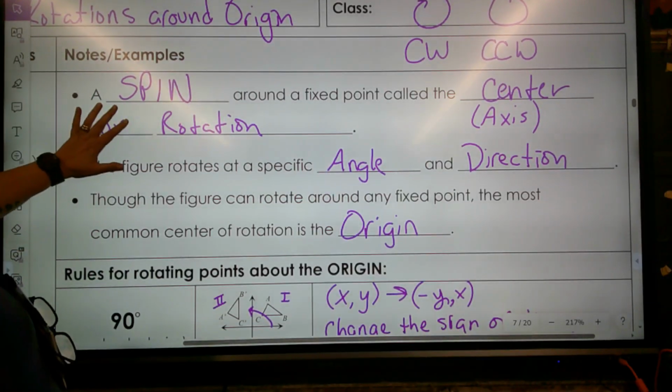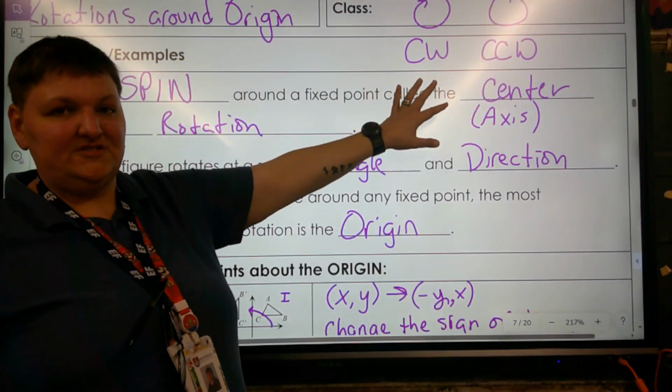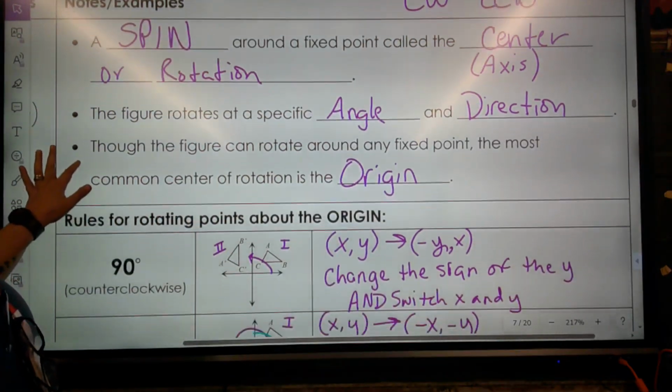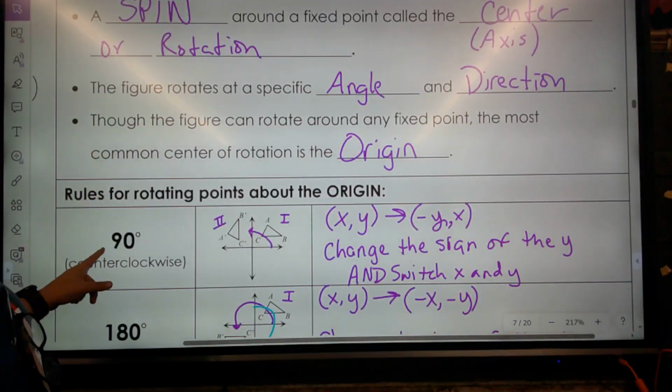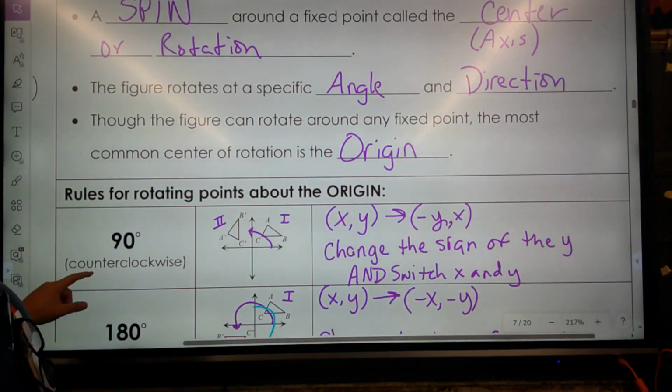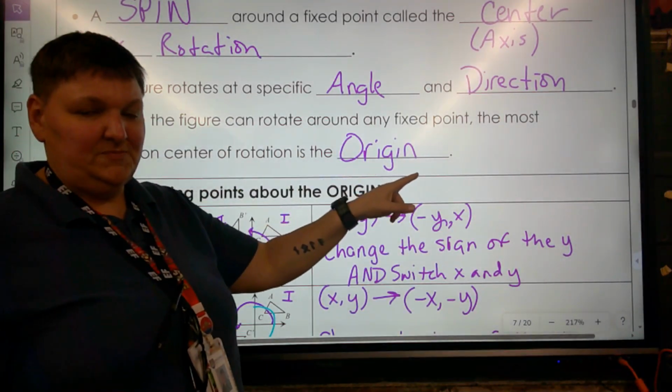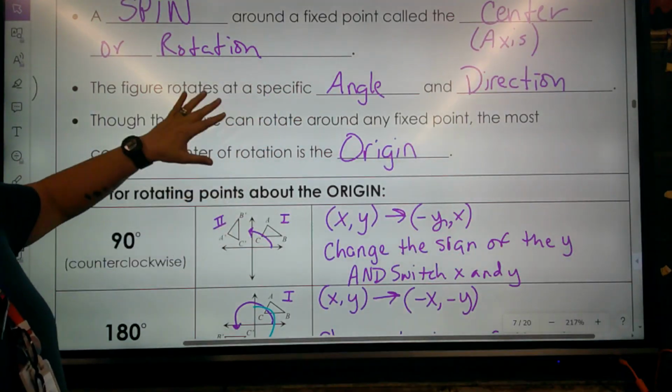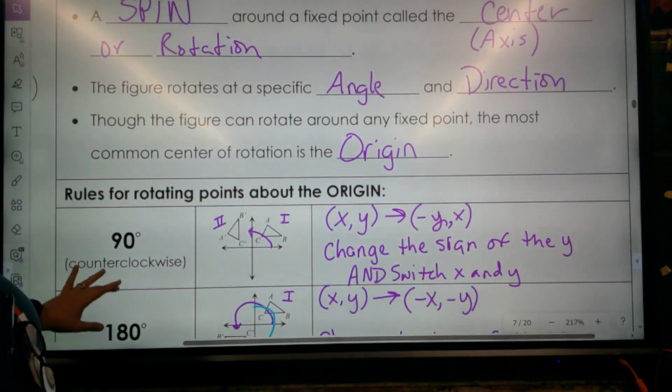All right, a rotation is a spin around the fixed point called the center of rotation. It rotates at a specific angle and direction, clockwise or counterclockwise. And for the purposes of this paper, and most commonly, it rotates around the origin.